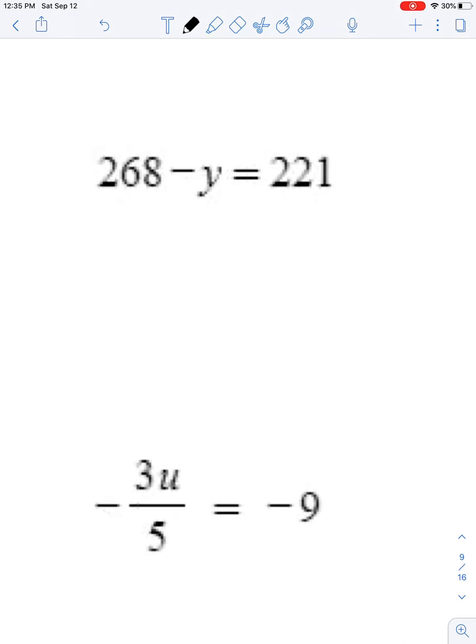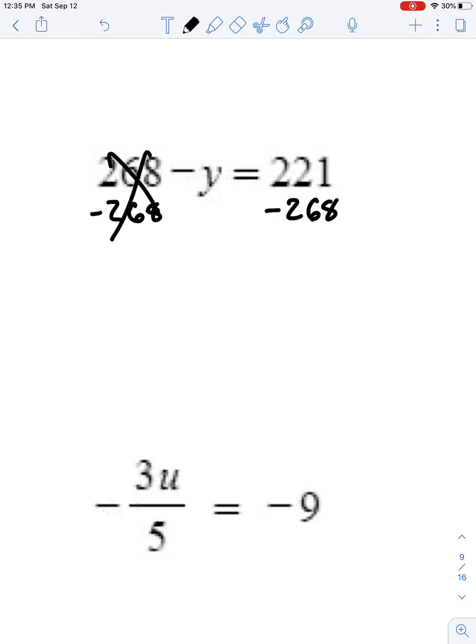268 minus y equals 221. Now this one is actually probably the trickiest one on here, because you might see only one operation, but there's actually more than one that we're going to have to take care of. I'll show you this in just a second. It's a hidden operation that you actually don't see yet. I'm going to subtract this 268 first, because again, we're just trying to get it away from y. Minus 268 on both sides.